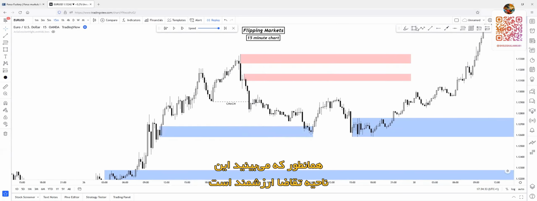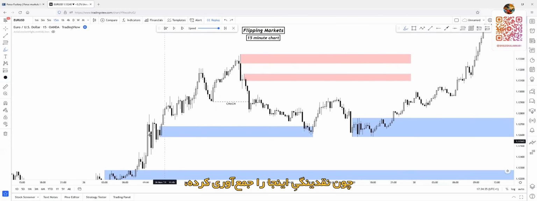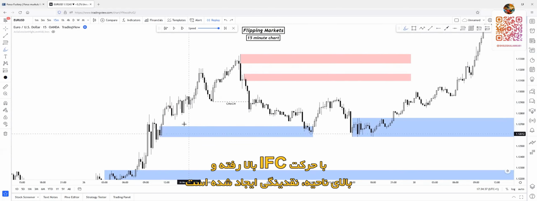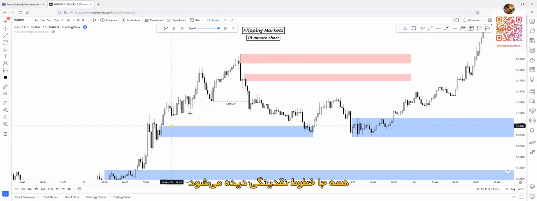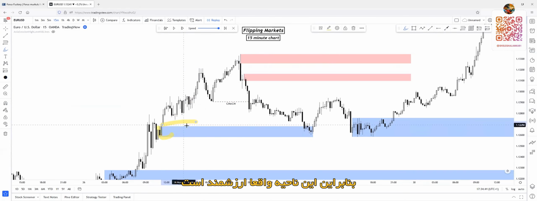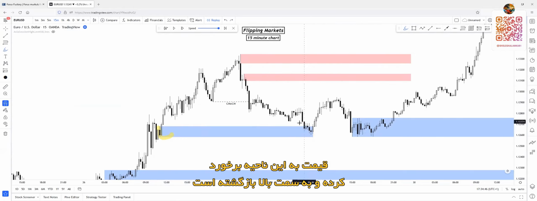As you can see, this demand zone is really valuable because it's flat liquidity here, created an inefficient push to the upside, and had liquidity just above it, and multiple liquidity lines everywhere. So this is a really valuable demand zone. Price tapped this zone, and after the tap, it reversed to the upside.